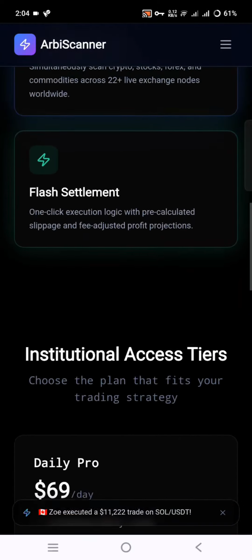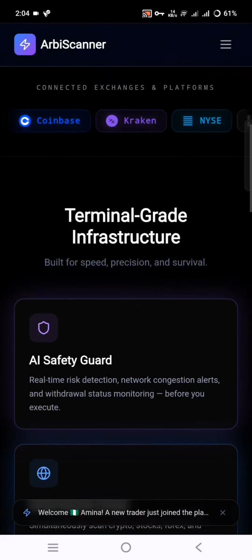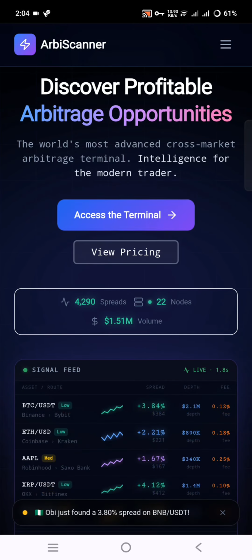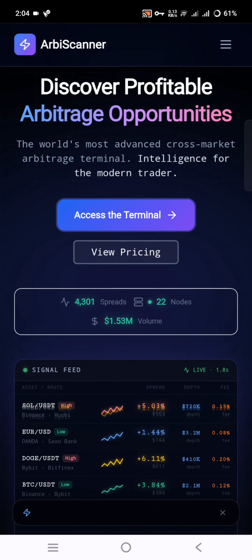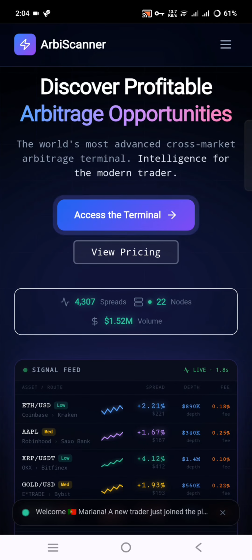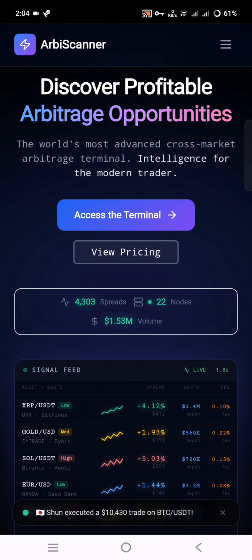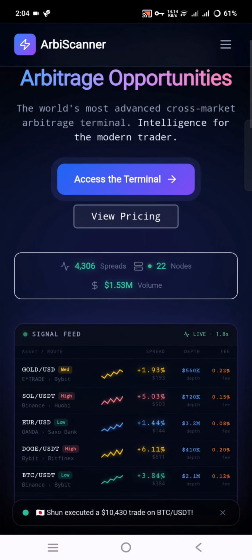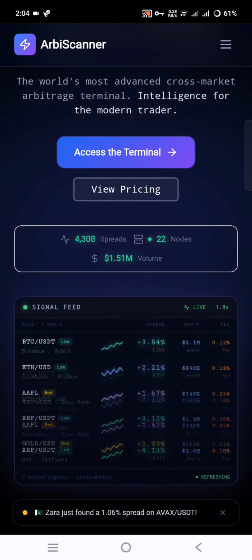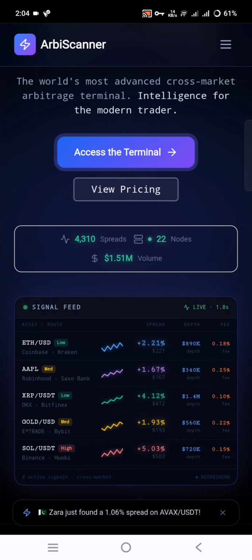They don't stay. The opportunities come even in milliseconds and they disappear in milliseconds. For you to catch that, you need a very powerful tool like the Arbi scanner that can help you catch all those opportunities and execute them in time before they disappear. Today I'm going to take you through the Arbi scanner, which is an arbitrage trading tool, and it is automated. It has bots that can be used for arbitrage trading.